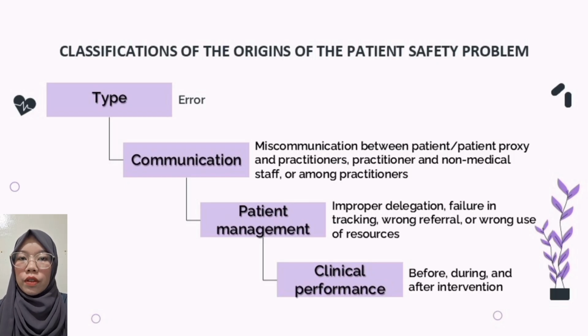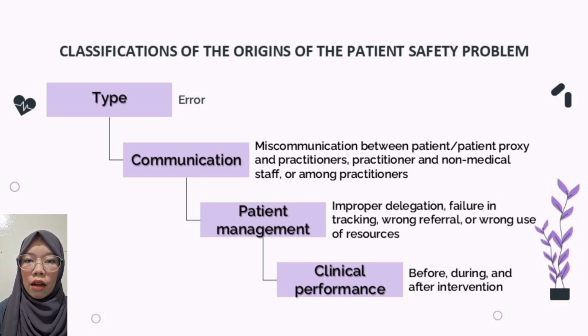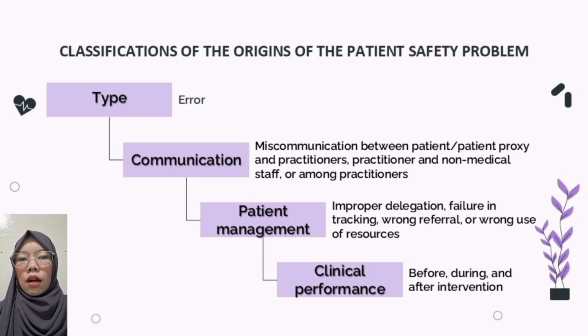The origins of the patient safety problem are classified in terms of these four. First is type. Ano yung type of error? Medication error ba or IV error? Communication, like miscommunication between patient or patient proxy and practitioners, practitioner and non-medical staff, or among practitioners.